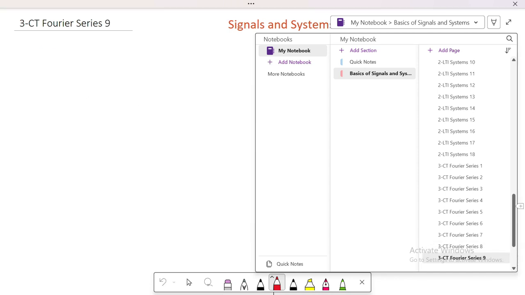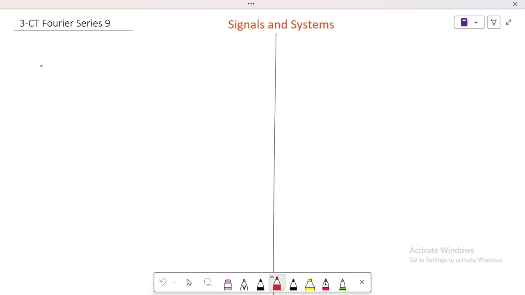Now the 8th property: conjugation, complex conjugation. Complex conjugation, you know that complex conjugation is what?